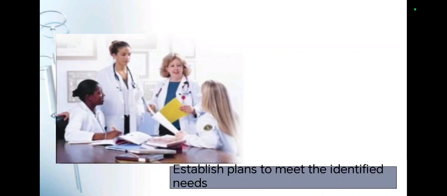Now, we have different phases of nursing process. I have already mentioned this in the previous topics. So we have assessment, diagnosis, planning, implementation, and evaluation. Now, after gathering the data about the patient, we will now plan for our goals and objectives. Doing that, we need to establish plans to meet the needs of the patient. So our plans should be focused on the needs of the patient.